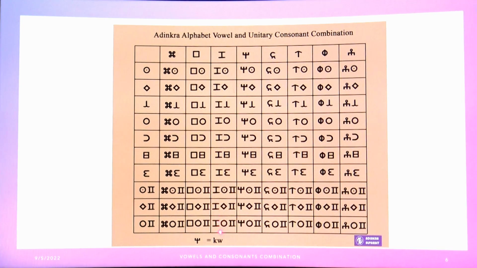And for kwa, we have kwa, kwe, kwi, ku, ko. And for S, we have sa, se, si, so, su. And for T, we have ta, te, ti, to, tu. For W, we have wa, we, wu, wo.